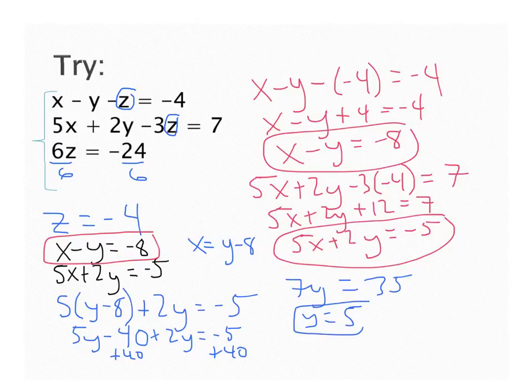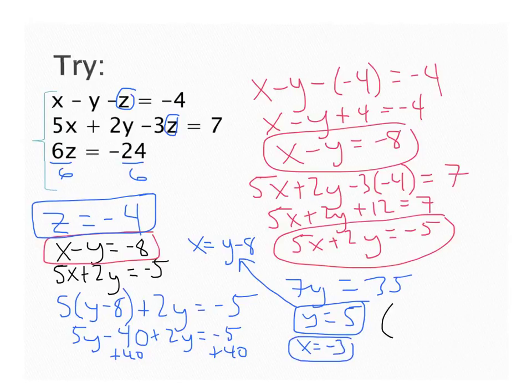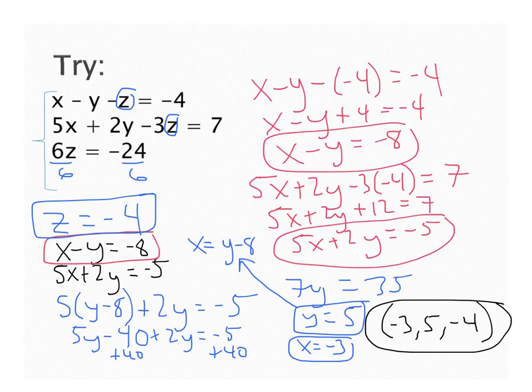So there's another one of my solutions. I already have z equals negative 4. Now let's solve for x. If I plug this guy in here, I'm going to have 5 minus 8, which is negative 3, so I get x equals negative 3. I have all 3 solutions. Let's write it as an ordered pair, or ordered triple, excuse me. We're going to have negative 3, 5, and negative 4. And there's my solution. Not too shabby.